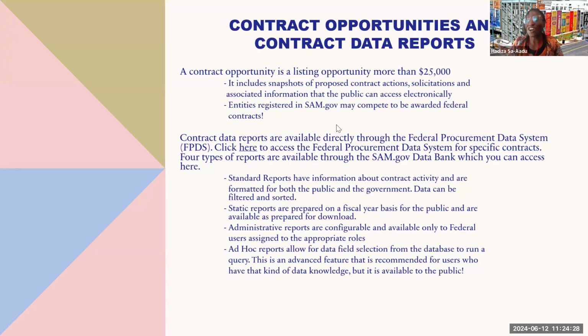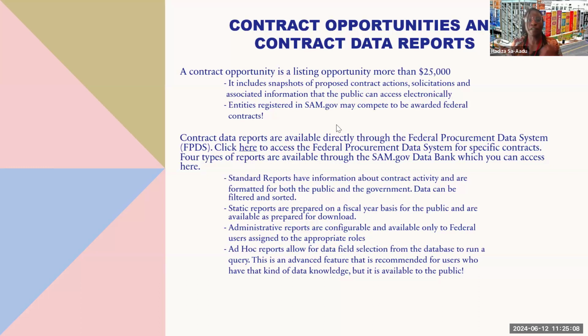And the namesake of our virtual program today, contract data, contract opportunities. What about those? Let's talk a little bit about those. So what exactly is a contract opportunity? Basically, a contract opportunity is a listing opportunity that totals more than $25,000. A contract opportunity that you find on SAM.gov will include a snapshot of the proposed contract actions. So what is to be carried out as far as the labor and the deliverables in a contract.